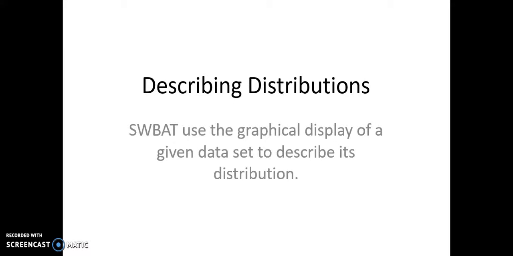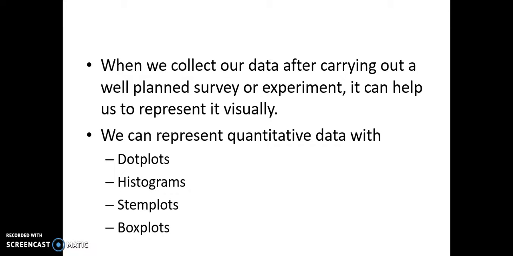Describing distributions. Students will be able to use the graphical display of a given dataset to describe its distribution. So in the previous unit, we looked at how to design a survey well or an experiment.